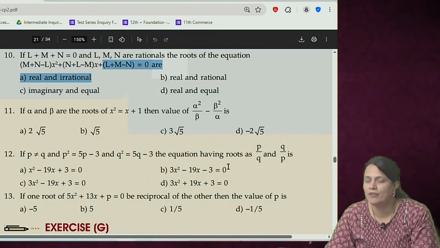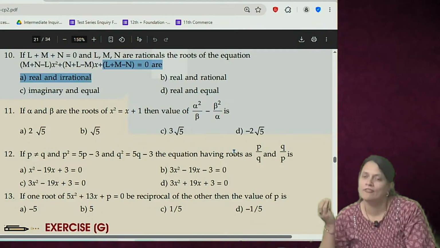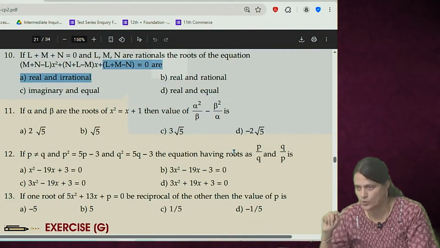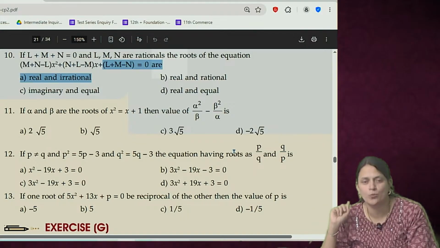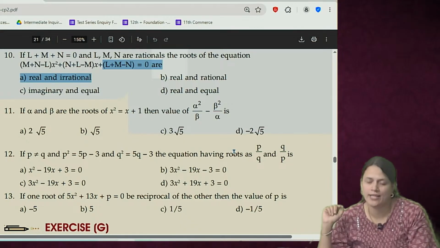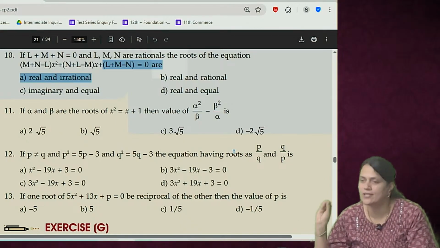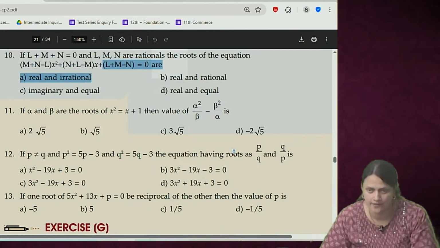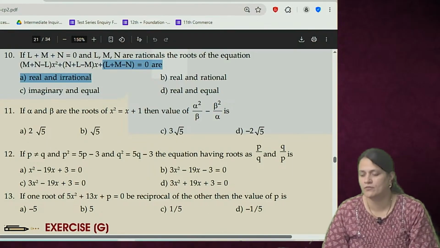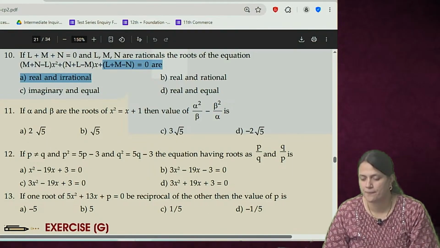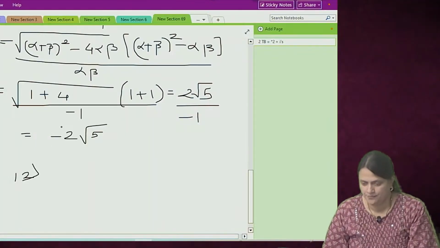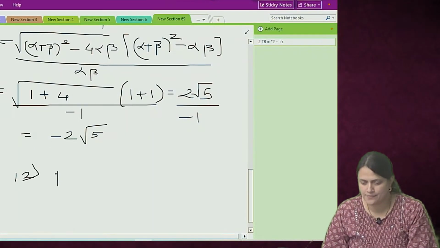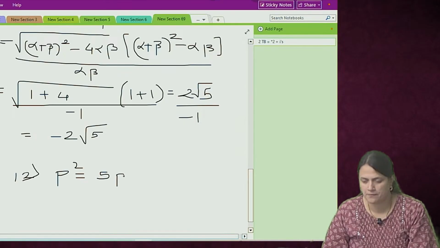We know that when alpha and beta are the roots given to us, we can form the equation by using the formula x square minus alpha plus beta into x, plus alpha beta, that is equal to 0. You know how to form the equation, which is already given in the textbook and we have studied that. Check which page number and tell me the page number. Now, first equation is given to us as P square is equal to 5P minus 3.